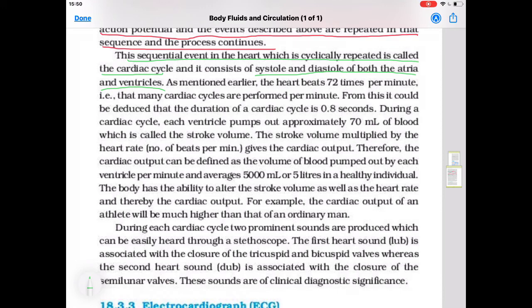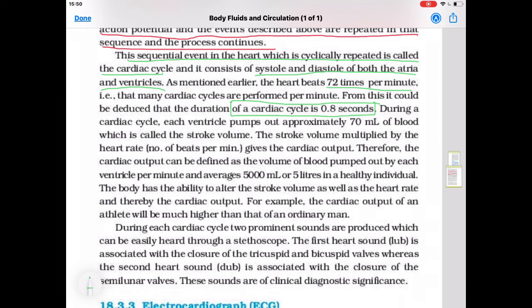As mentioned earlier, the heart beats 72 times per minute. That is, that many cardiac cycles are performed per minute. In 1 minute, the heart can beat 72 times. So from this it can be deduced that the duration of the cardiac cycle is 0.8 second. So in 0.8 second one complete cardiac cycle occurs.